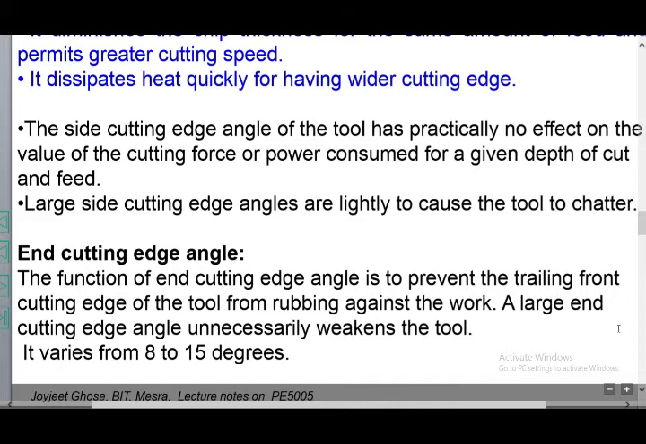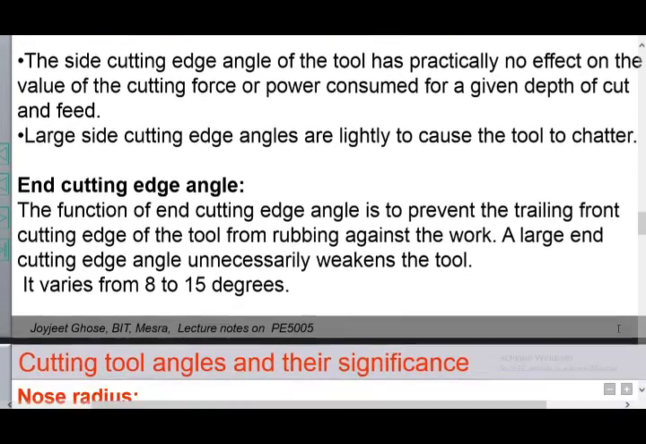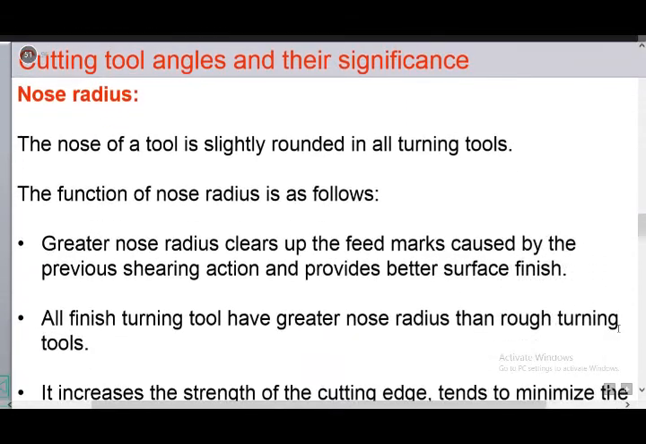The side cutting edge angle has practically no effect on the value of the cutting force or power consumed for a given depth of cut and feed. Next, end cutting edge angle. Already we discussed the 3D figure in single point cutting tool geometry. The function of the end cutting edge angle is to prevent the trailing front cutting edge from rubbing action. And next, nose radius.